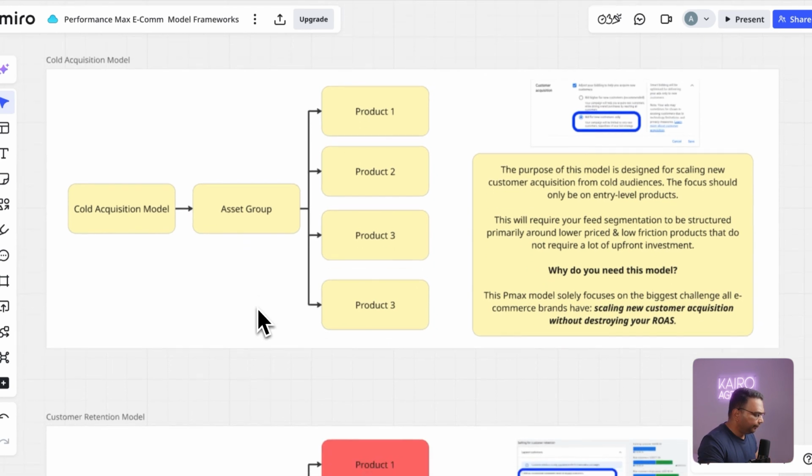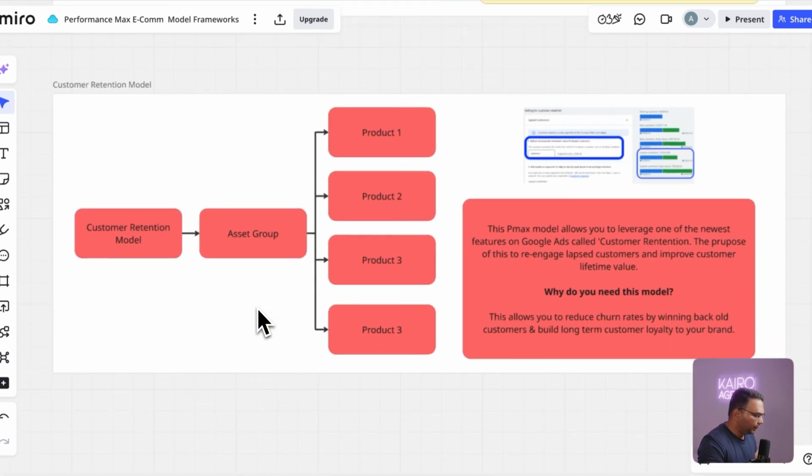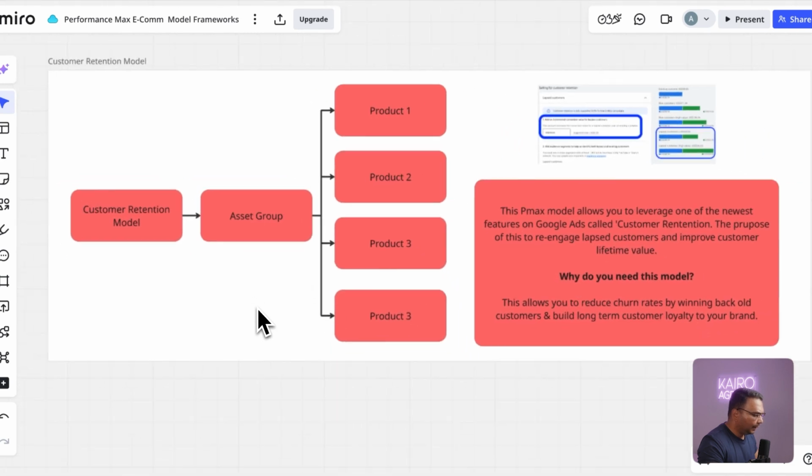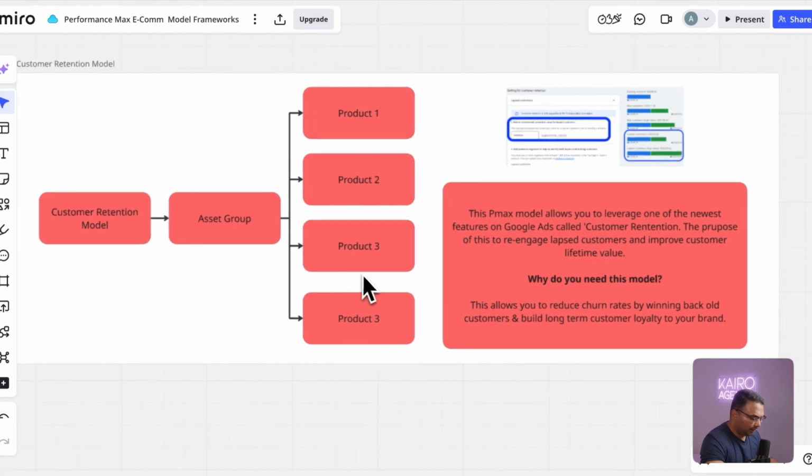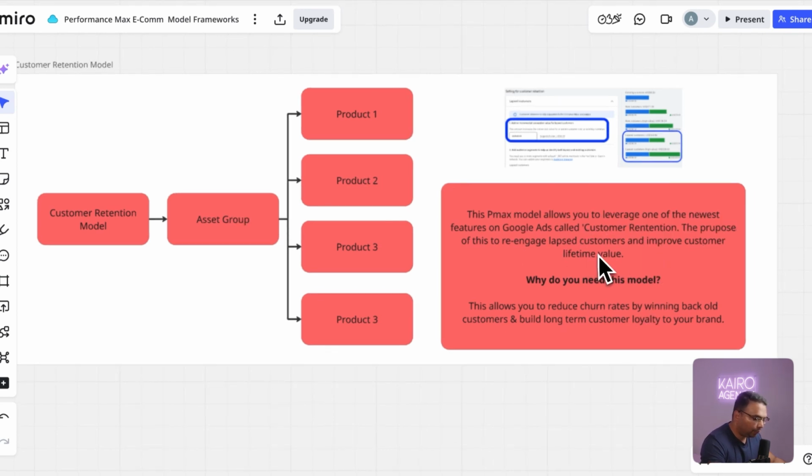Okie dokie. Moving on to the very last model, which is the customer retention model. Now, this is the newest model we are testing at my agency, but we are seeing great results with this. So what is the customer retention model? This PMAX model allows you to leverage one of the newest features in Google Ads called customer retention. The purpose of this is to re-engage with lapsed customers and improve customer LTV, or lifetime value.